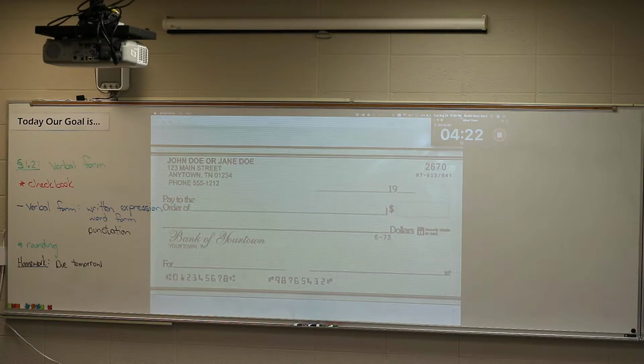5 minutes. Write down what you remember from yesterday about this object. Drawing it, labeling it, all that good stuff. So now we're going to continue today.